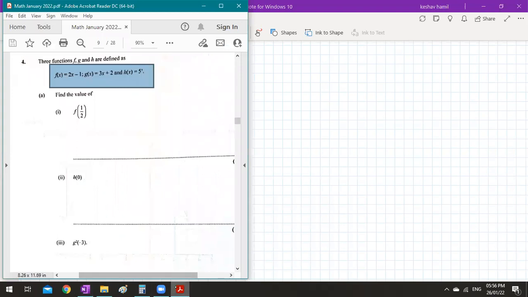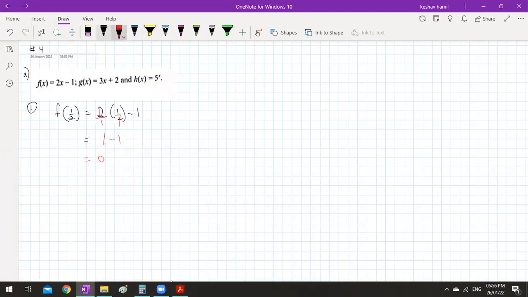Part 2, they want h of 0. So the h function of 0, so we come and find what the h function is. And it is 5 to the power 0, and any number to the power 0 is equal to 1.